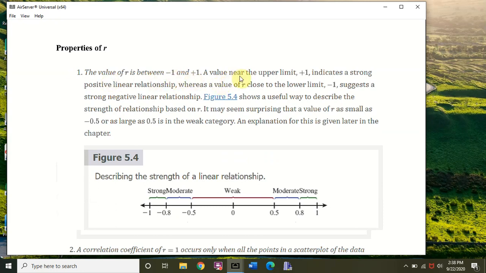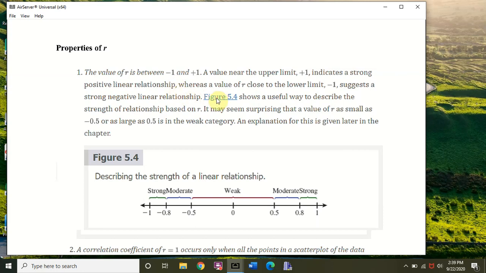Now, a value near the upper limit of +1 indicates a strong positive linear relationship. In fact, an r value of 1 means that all of the points fall on a straight line. A value of r that's close to -1 suggests a strong negative linear relationship. As one value goes up, the other value will go down. Okay, so values close to plus or minus 1 indicate the strength of the relationship.